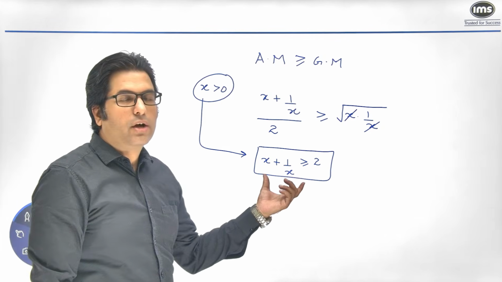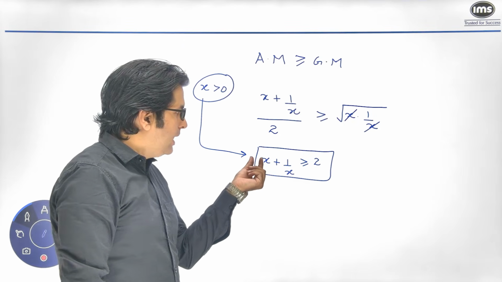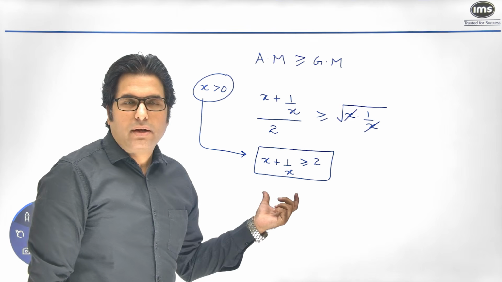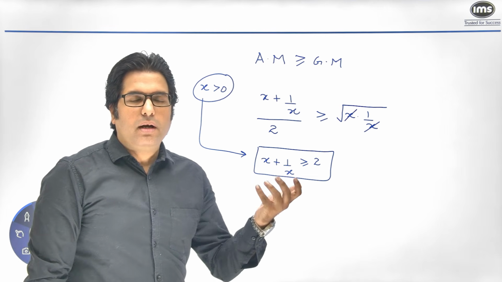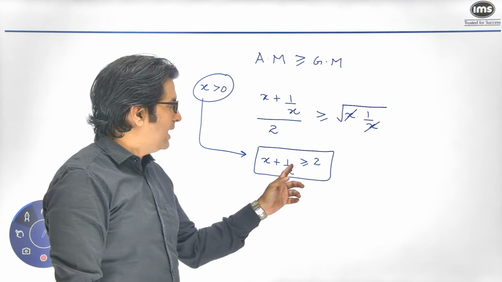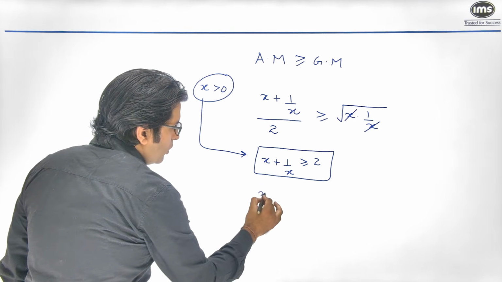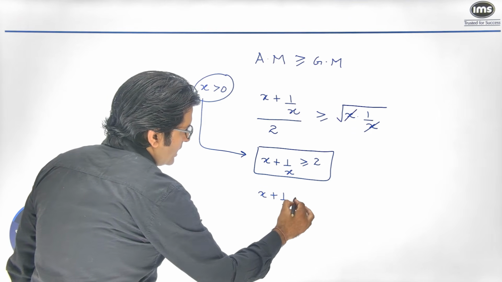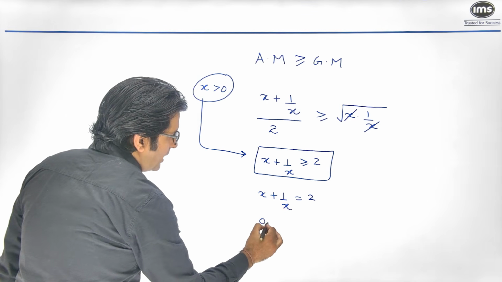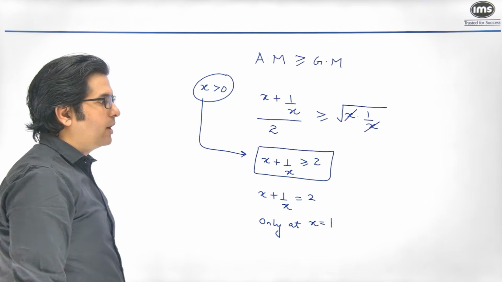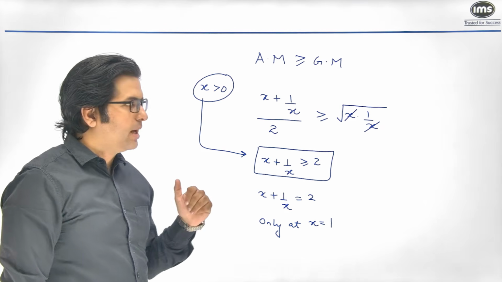So remember this, that when x is greater than 0, you are supposed to keep this in your head at all times: any number and a reciprocal of that number. So don't always remember it in the form of an equation. Any number and its reciprocal when added will always be greater than or equal to 2. And x plus 1 by x is equal to 2 only at x equal to 1. So this is important, given that x is greater than 0.